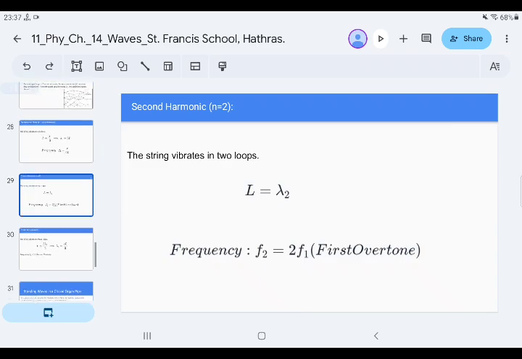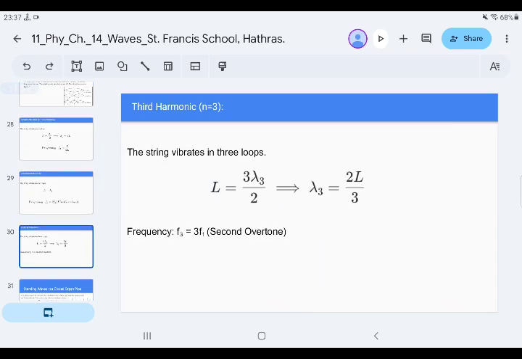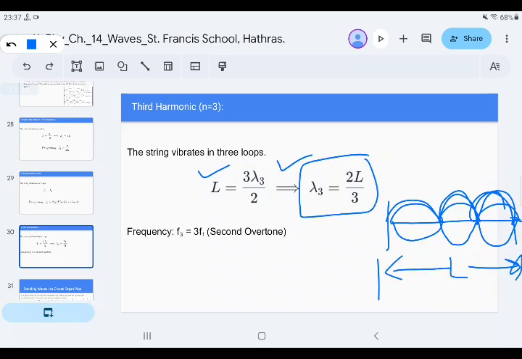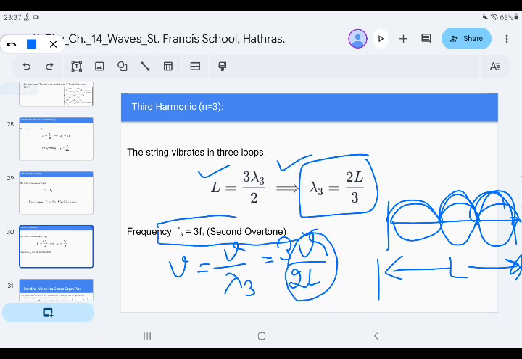Similarly, we have the third harmonic. There is no need to go into too much detail. In the third harmonic, three loops are formed. So three loops: this is one half, this is another half, this is the third half. So in one complete length you are getting three halves. So cross multiplying, lambda is equal to 2L by 3. This whole string length is L. Frequency is speed upon wavelength, and the wavelength is 2L upon 3. It is thrice f1. So the frequency of the third harmonic is thrice f1. It is also called the second overtone. These are the other names of the third harmonic.